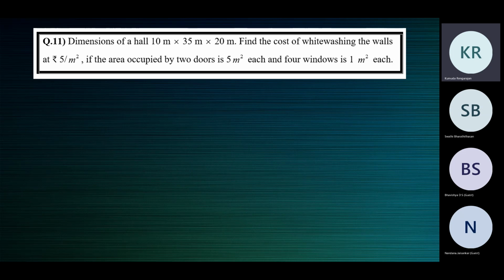So you must find the area of the 4 walls and subtract the area occupied by the 2 doors and 4 windows. The resultant value is the area to be whitewashed. Multiply that by the rate to find the total cost.